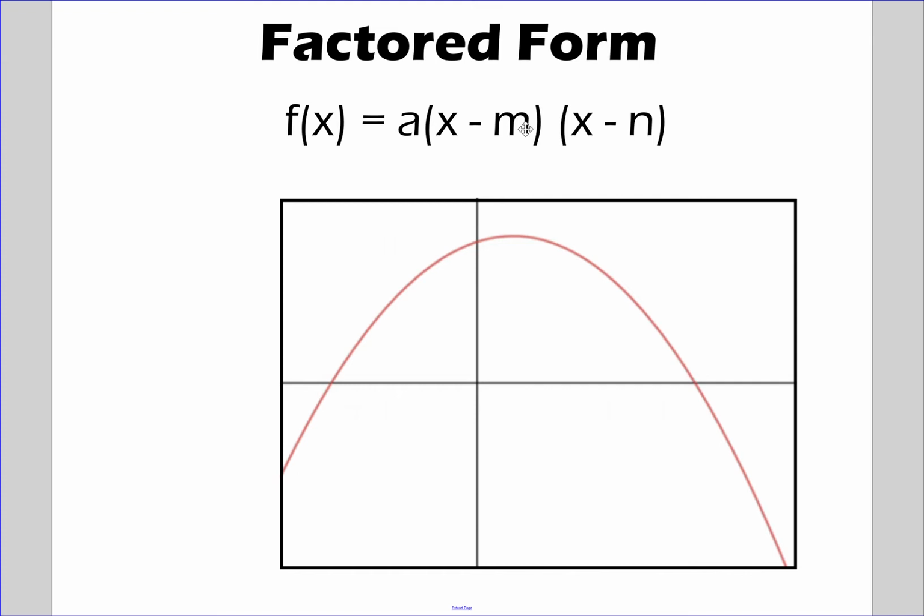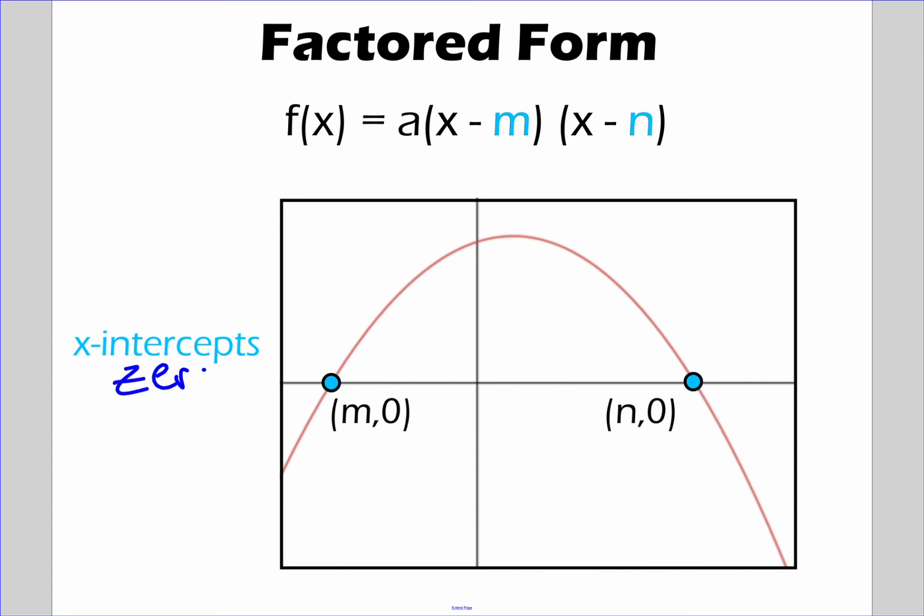So one of the things right off the bat is the zeros, right? It's factored, so it tells us, based on the zero product property, that whatever value makes each of these binomials 0 makes the entire function 0. So those are x-intercepts, also called our zeros.